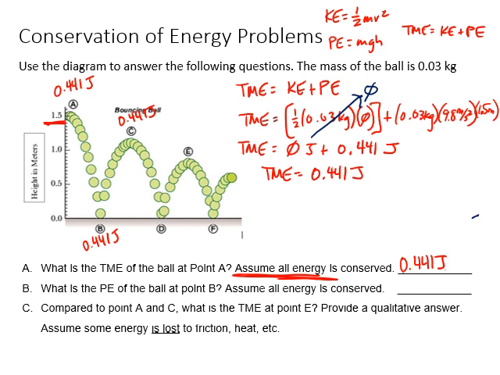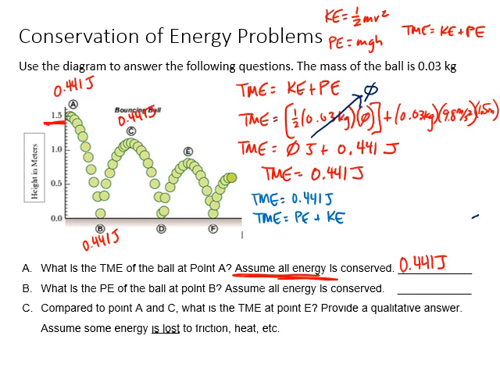And again, we're assuming all energy is conserved. So looking at point B, and I'm going to switch up colors here. At B, we know the total mechanical energy is going to be equal to 0.441 joules. We also know that this total mechanical energy equals PE plus KE.